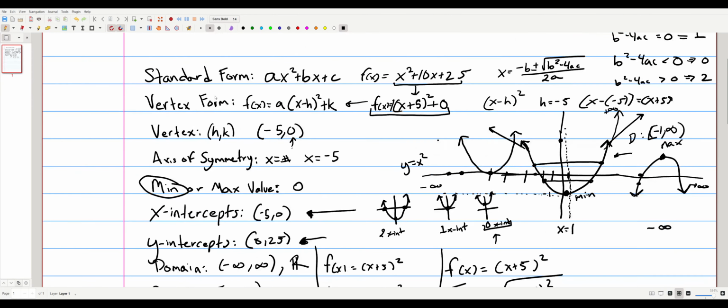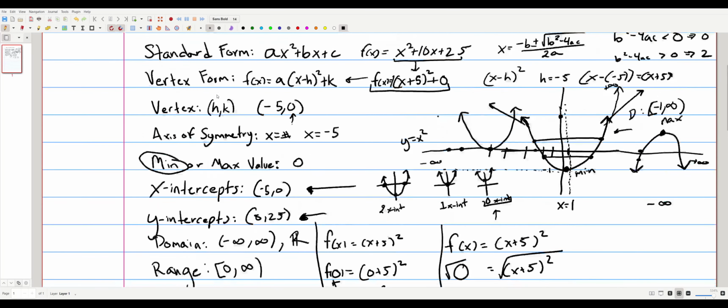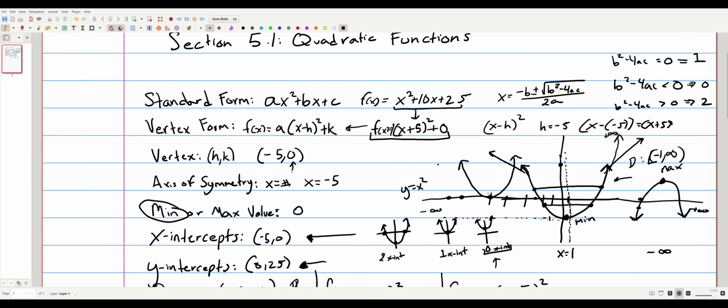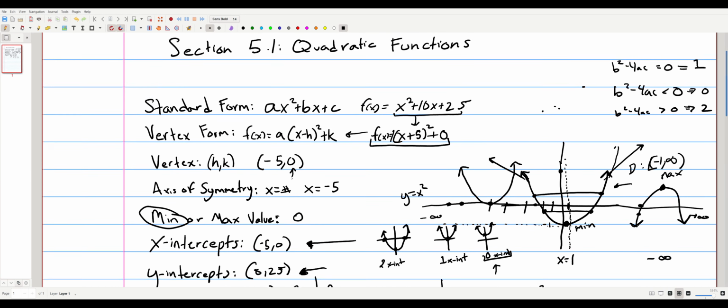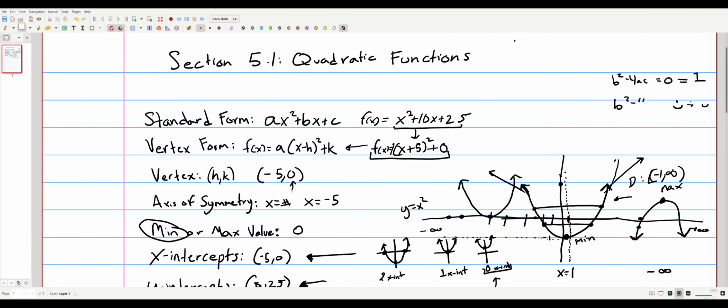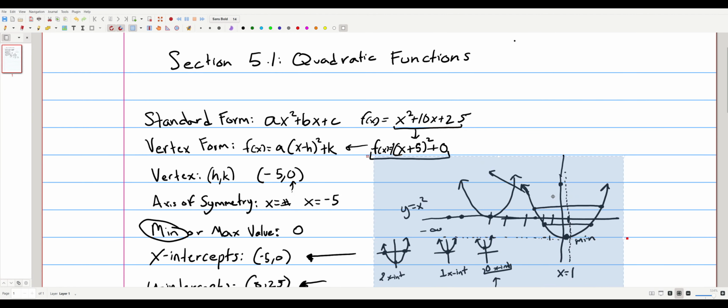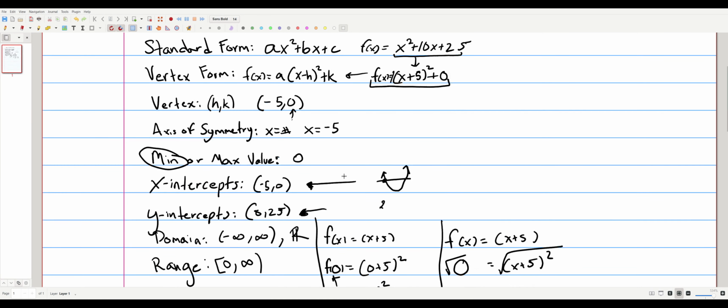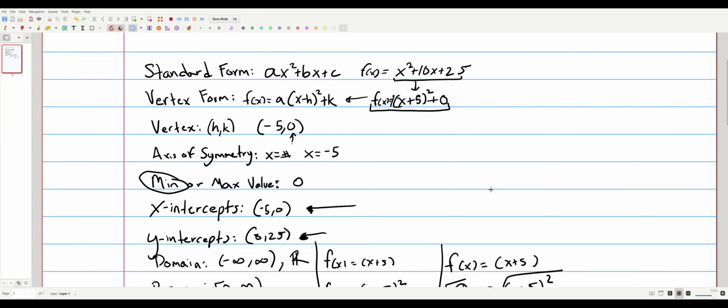So now that we have all of these properties, let's go ahead and graph our function. So what I'm going to do is erase all of this scratch work, and so we can graph the function that we came up with all these properties for. Okay, so time to sketch our graph.